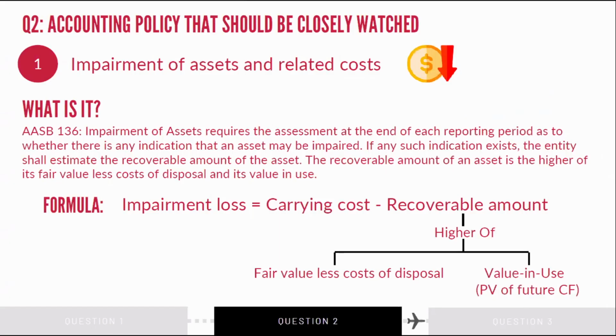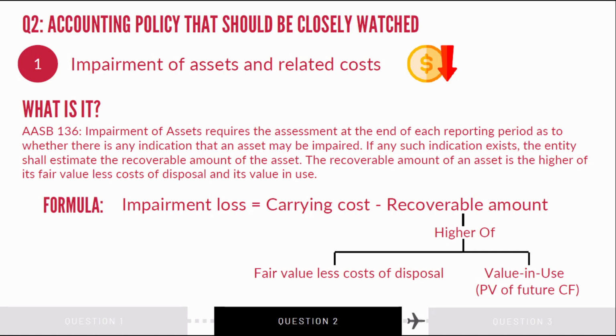Moving on to the second question, one of the things that should be closely watched in the airline industry is how they record the impairment of assets and related cost accounts. To give you a clearer understanding of what it is, imagine that you own and operate thousands of commercial aircraft, and suddenly someone comes in and says that you can't do that anymore. Your plane operation has to be halted, and this is exactly what happened to Qantas A380 aircraft, and that someone in this case is COVID-19.